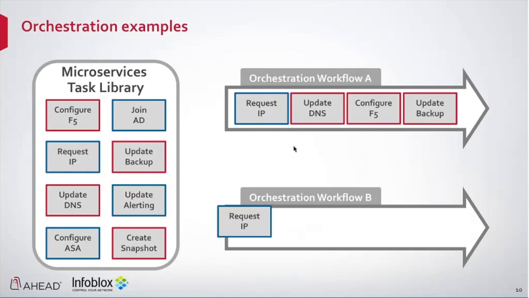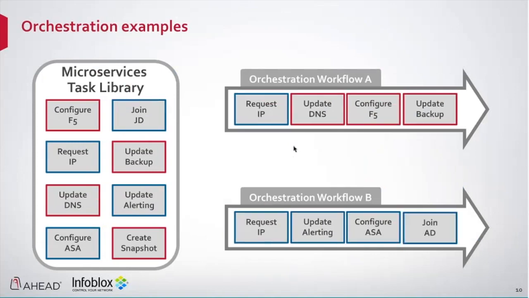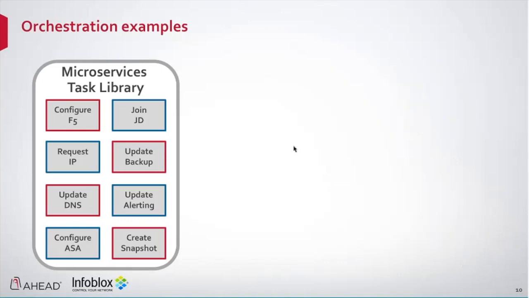As you can probably see in a couple of the examples here, look at the first one. We've got request IP, update DNS, configure an F5, update backups. Before we can do any of those things, we have to get an IP address, and that's often a very slow point in a lot of IT businesses that we talk to, and again that's somewhere where Infoblox plays, as you'll see very shortly.